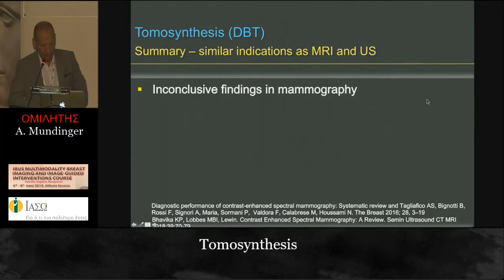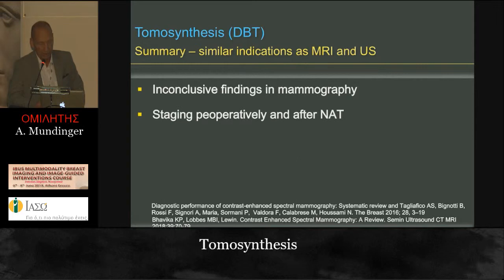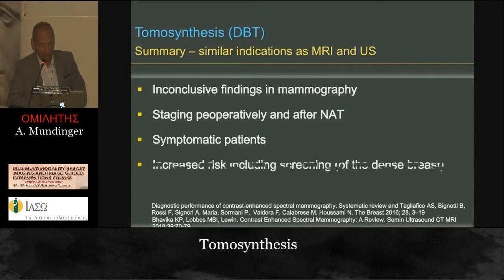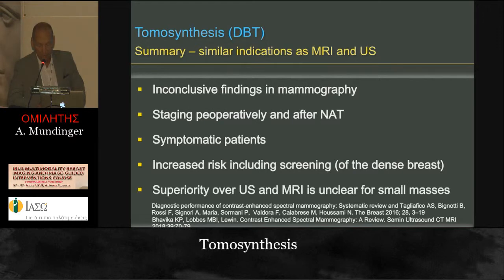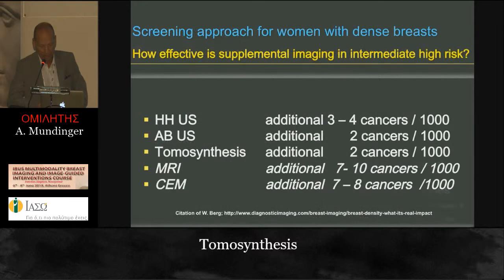Okay, let's summarize the indications. They are very similar like MRI and ultrasound: inconclusive findings in mammography, staging preoperatively or after neoadjuvant chemotherapy, symptomatic patients, increased risk including the dense breast, and unclear is whether DBT is as good as ultrasound and MRI for small masses.